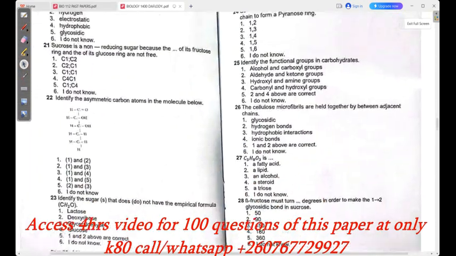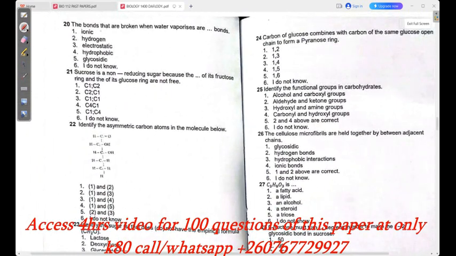Then 20. The bonds that are broken when water vaporizes are dash bonds. I explained this. I said it is the hydrogen bonds which break when you boil water. The reason why the covalent bonds do not break is because those are strong bonds as compared to hydrogen bonds.